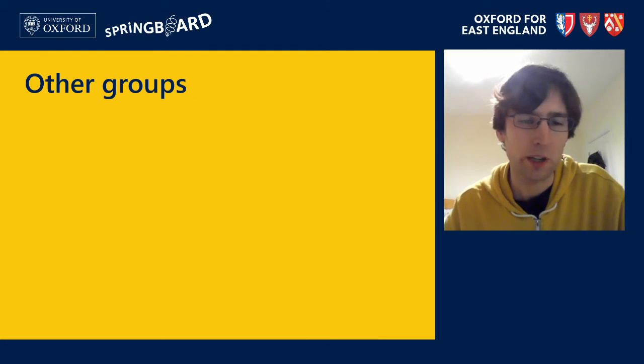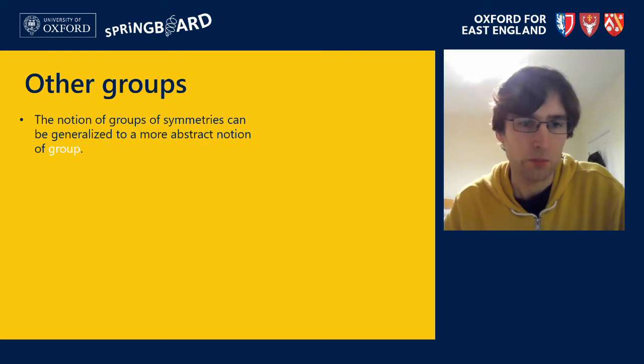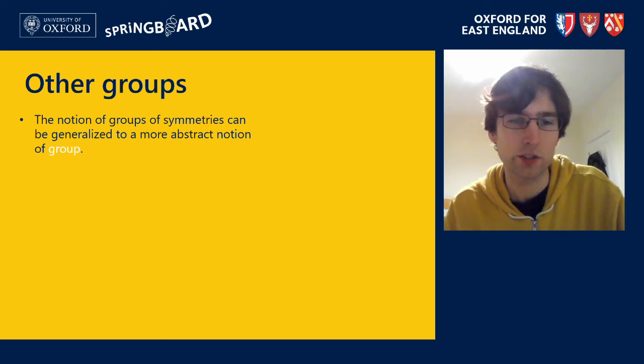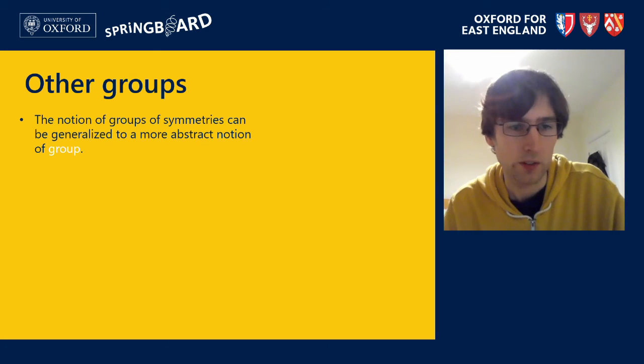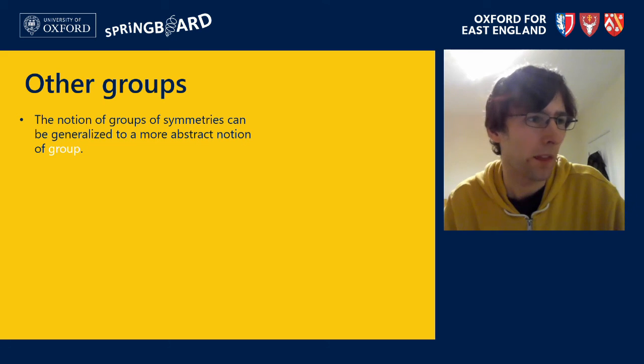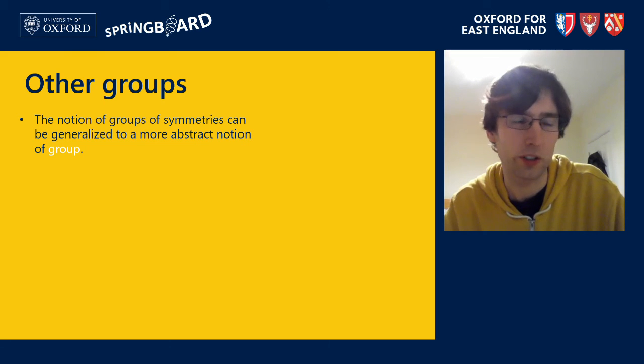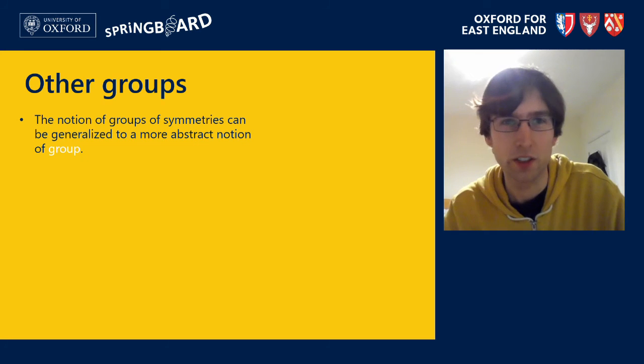And now to talk a bit about some other ways that groups can arise. The notion of groups of symmetries that I've been talking about can actually be generalized to a more abstract notion of group. I won't give the precise definition, but roughly what's going on is that a group is a collection of things with some way of combining the things together to produce a third thing, just as we combined a pair of symmetries to produce a third symmetry. And then there are some rules that need to be satisfied that make it behave similar to a group of symmetries.